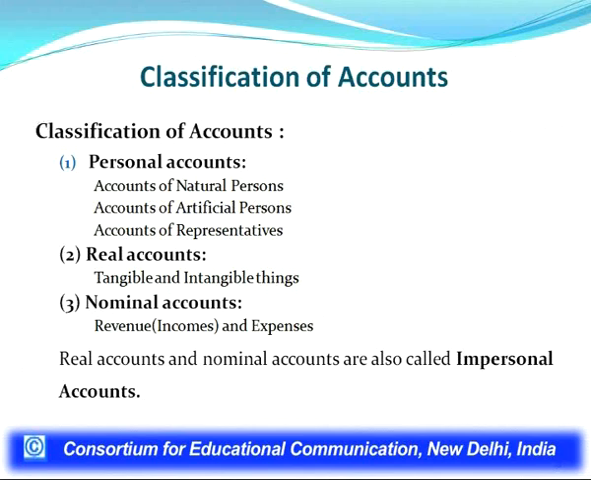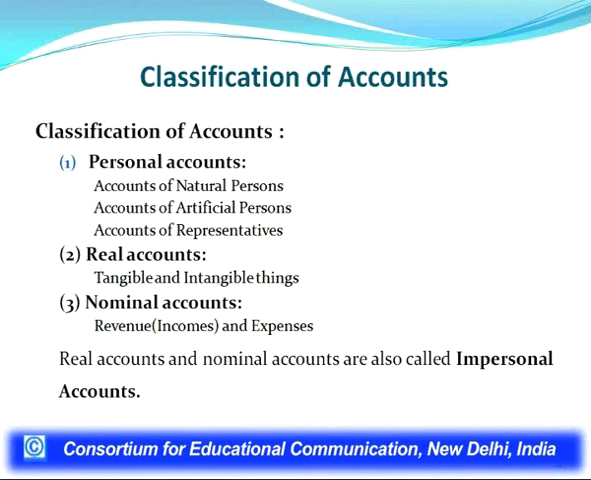Personal accounts are the accounts of natural persons, like Ram, Hari, Mohan, Sita, Geeta. Then accounts of artificial persons. Artificial persons are basically companies, firms and other institutions. Like Haldiram is a firm, so it is an artificial person. Reliance Industries Limited, RIL, is an artificial person registered as a company. So artificial persons are business organizations or other institutions, and their accounts are the accounts of artificial persons.